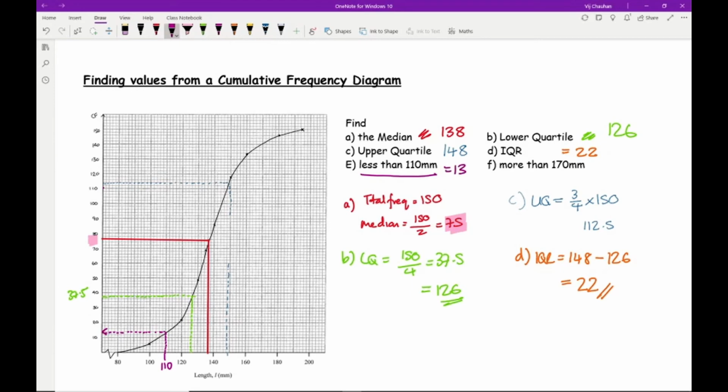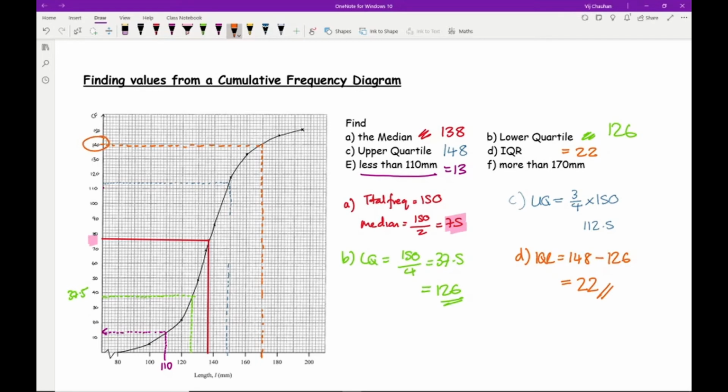Now for more than 170, this is where it takes a little bit of a more complicated turn. First things first, I need to find where 170 is, which is just along that line there, which makes it nice and easy. I'm going to draw my vertical line up until it hits my cumulative frequency curve. Let's just continue that. And as soon as it does, I'm then going to scroll across. And we get the answer of 140.